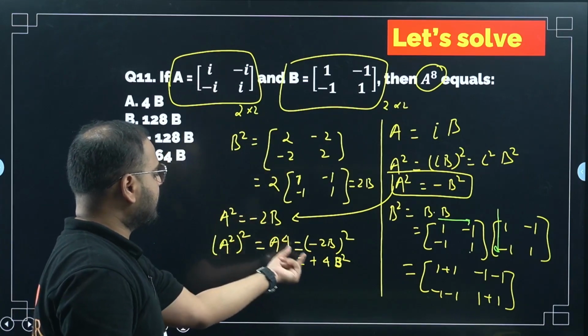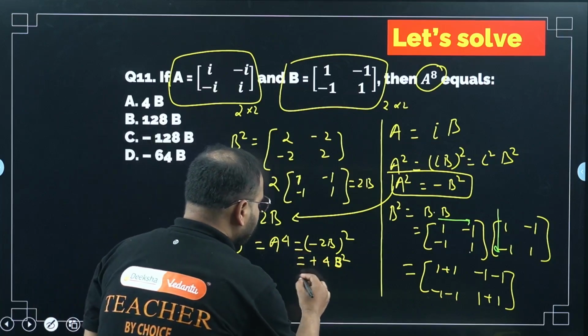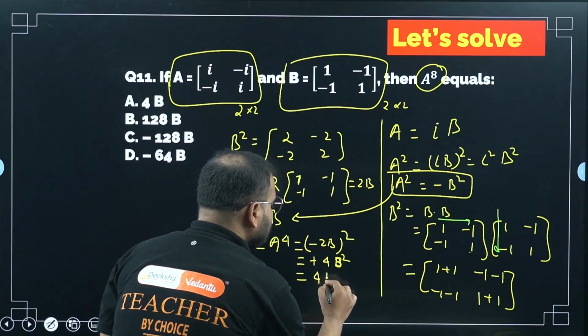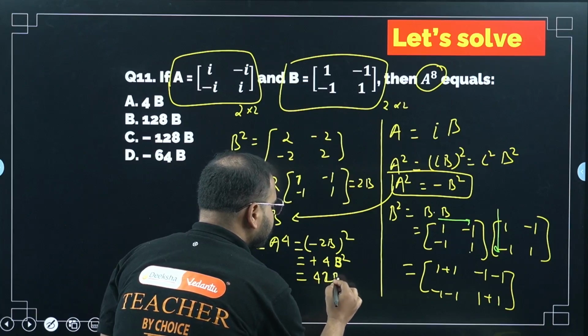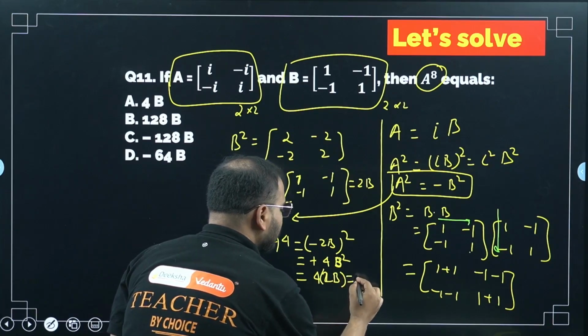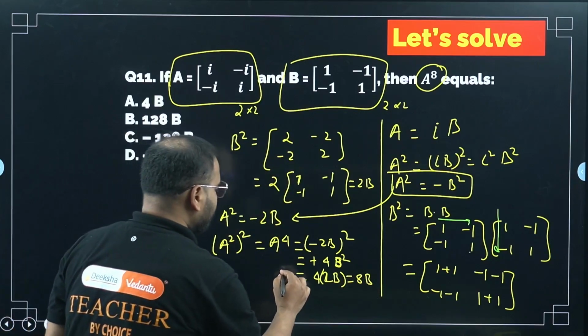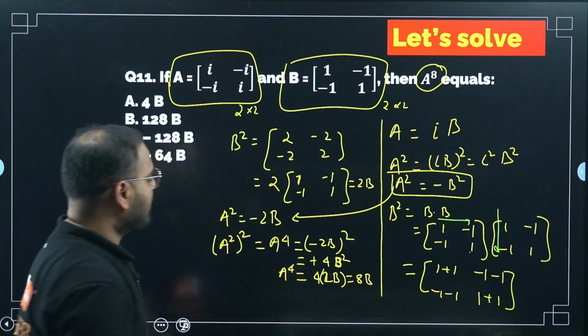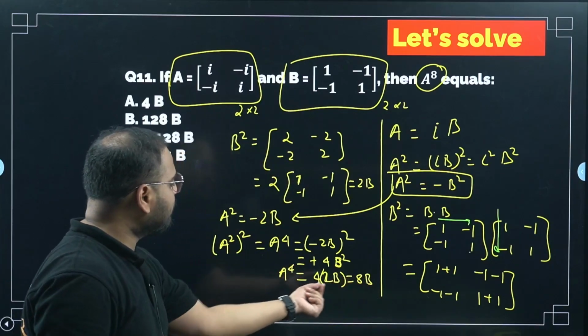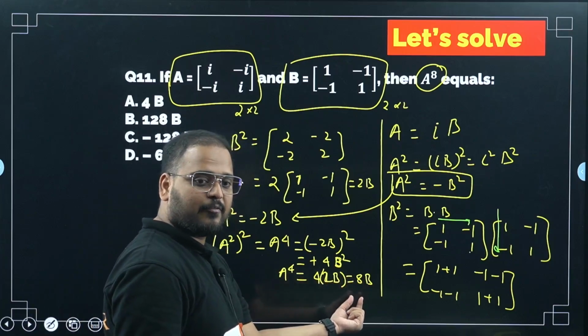So 4B square. Again B square is what? B square is 2B. So this becomes what? 8B. What is this? This is A power 4. A power 4 is 8B. Check here. A power 4 is 8B.